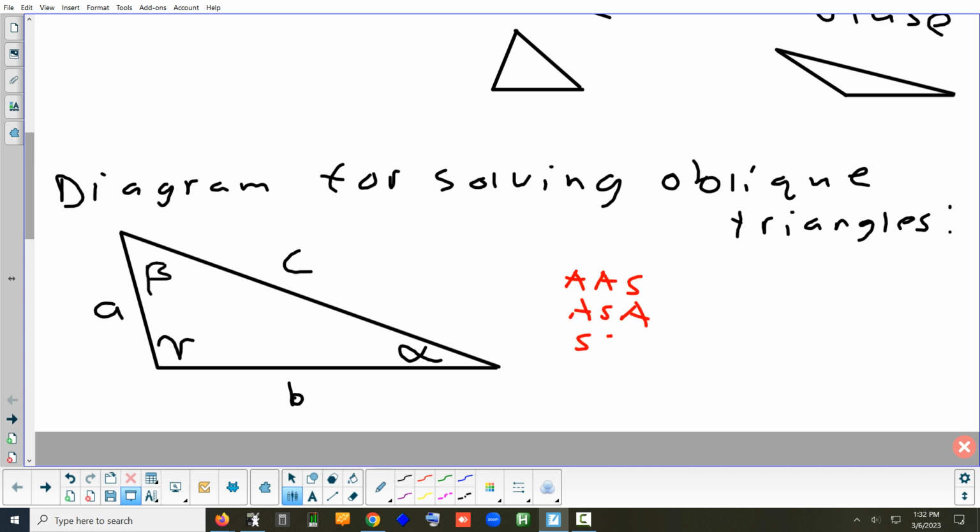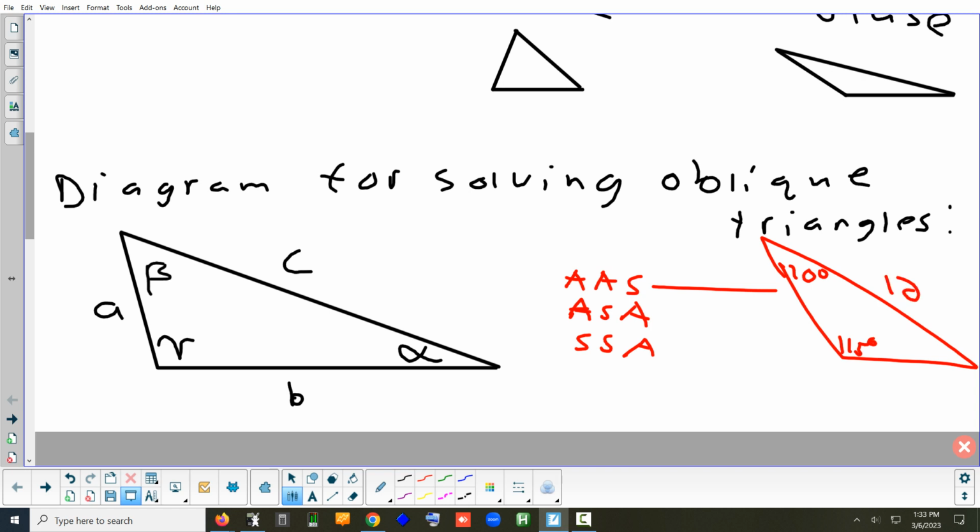Just write these down. Those three letters stand for the information that you're being given in the problem and the placement, where it is. If I give you a problem with an angle and a side, that could look something like this. Make a triangle. Put an angle here, put an angle here, and a side right there. That's an example of angle, side.